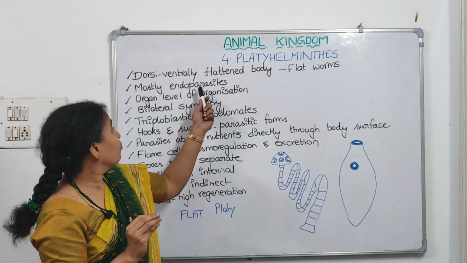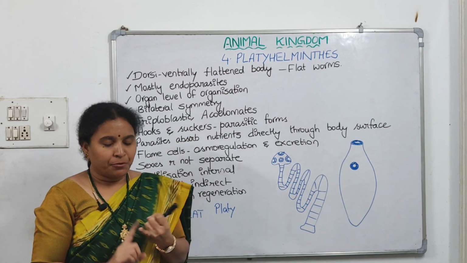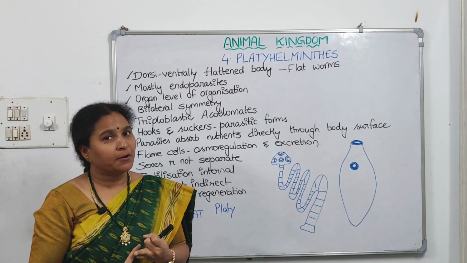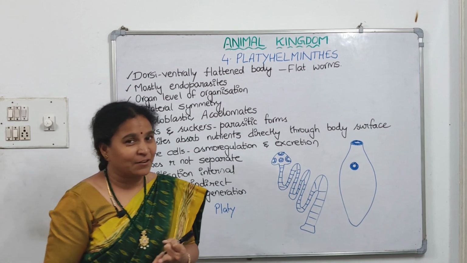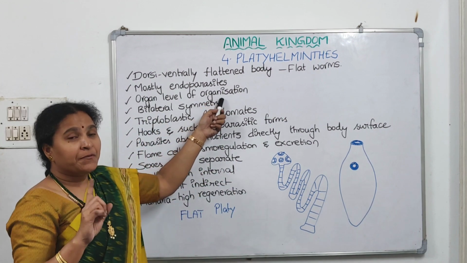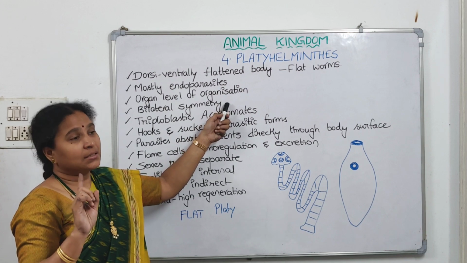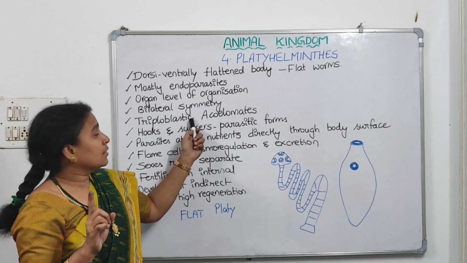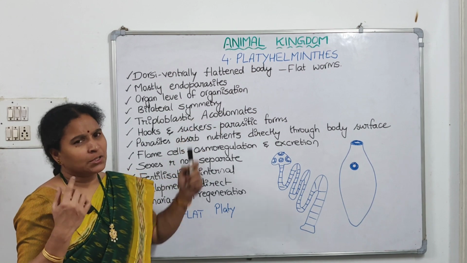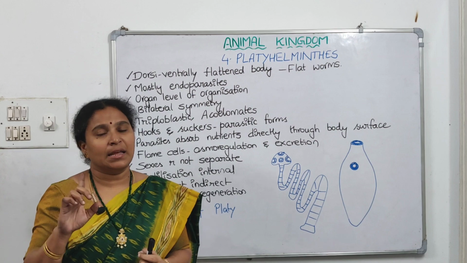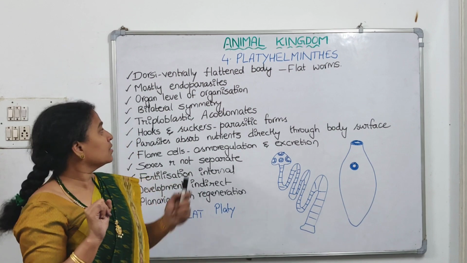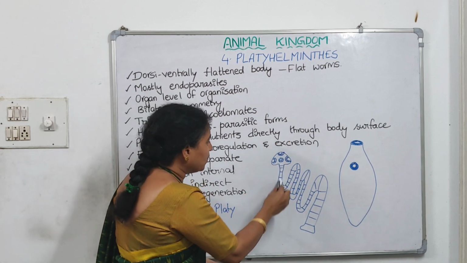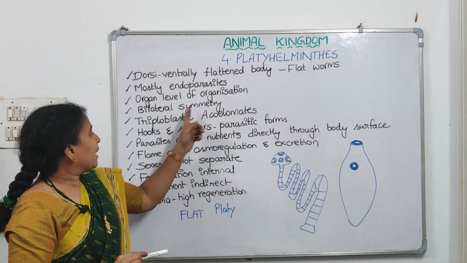So they are endoparasites. Poriferans have cellular level of formation, Coelenterata and Ctenophora have tissue level of formation, Platyhelminthes have organ level of formation. Poriferans don't have any germ layers like that. Ctenophores and cnidarians are diploblastic. Here it is triploblastic. And they are bilaterally symmetrical. Poriferans have no symmetry. Coelenterata and Cnidaria are radially symmetrical. This is bilaterally symmetrical. If you cut the body on one plane, only then you get two equal parts.